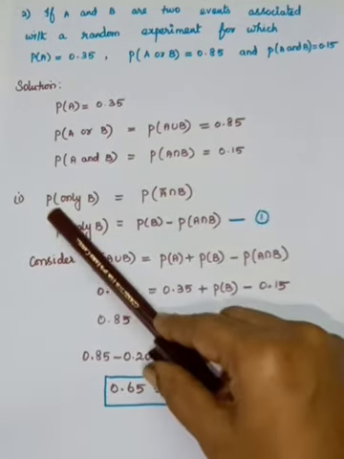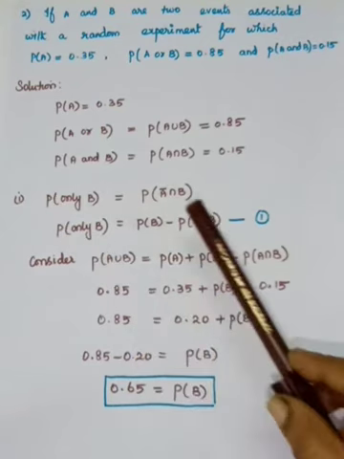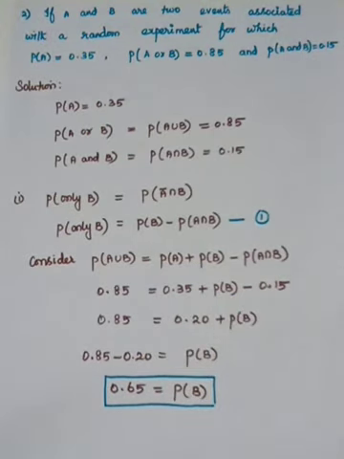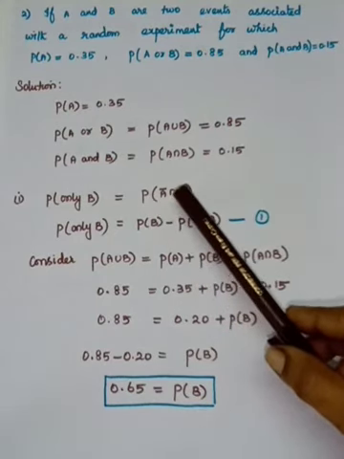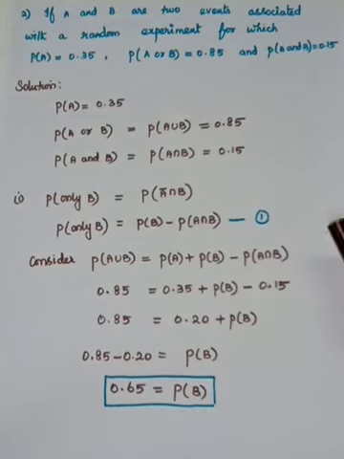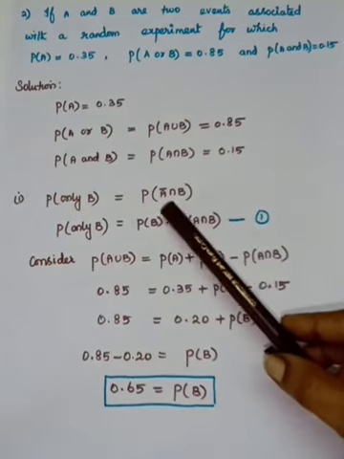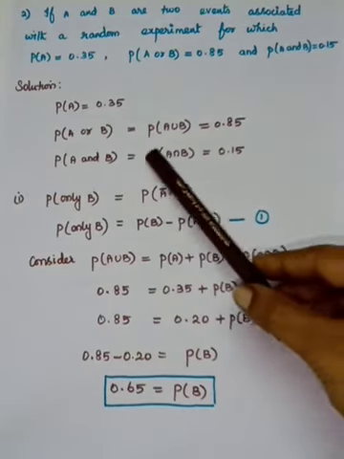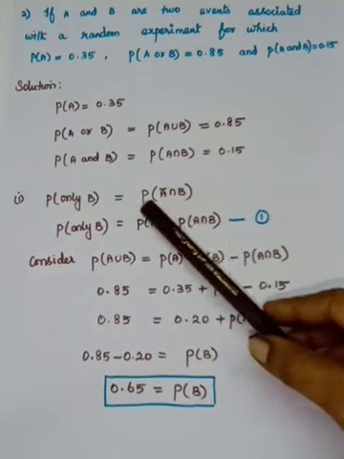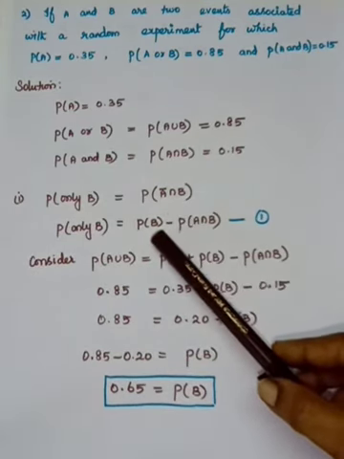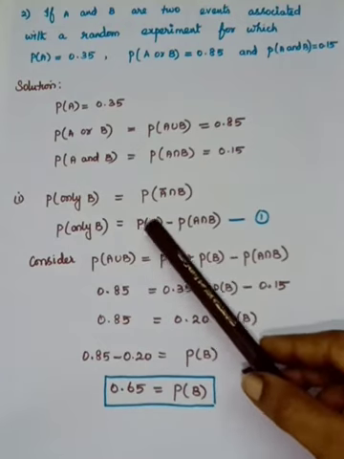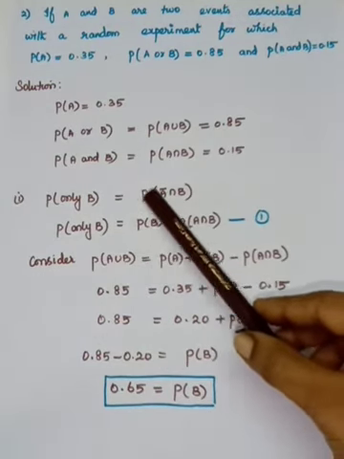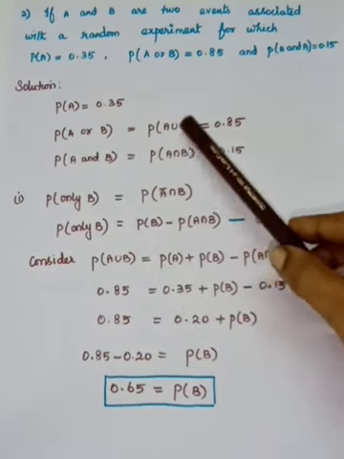What is asked in the first subdivision? P of only B, so no A should be there. Only B can be written as P of A bar intersection B. In the Venn diagram you can see it very well. So what is the formula for P of A bar intersection B? It is P of B minus P of A intersection B. If you want to substitute, P of B is needed, and it is not given here.